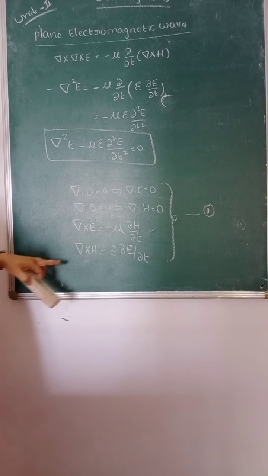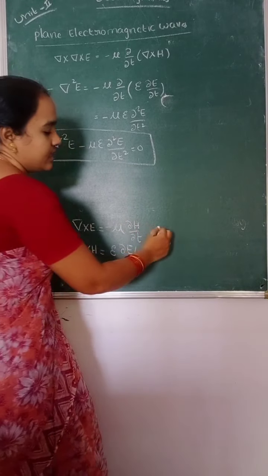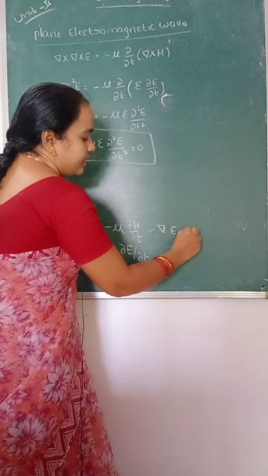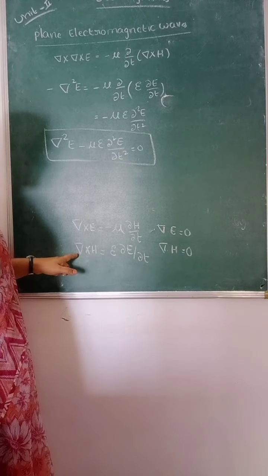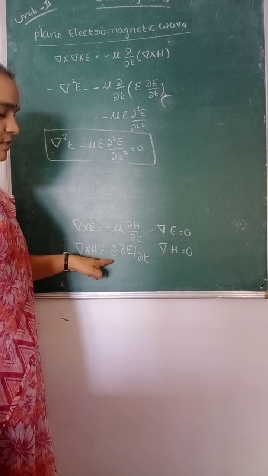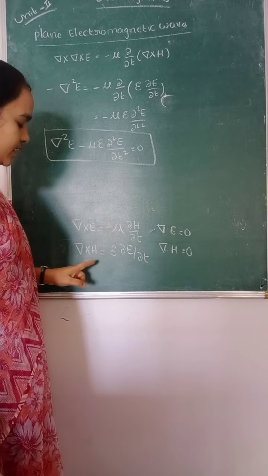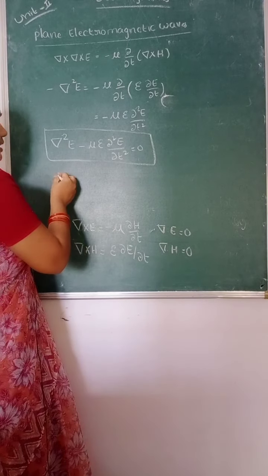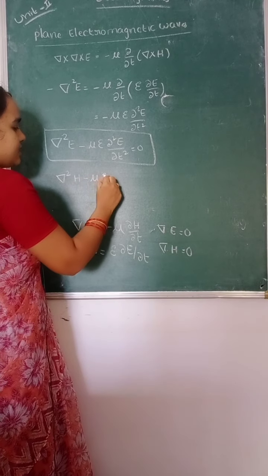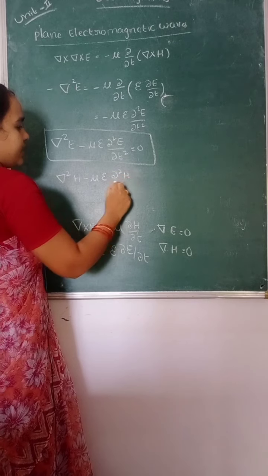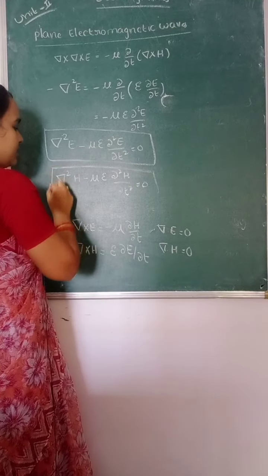Similarly, take the curl of the fourth equation. Del dot E is equal to 0 and del dot H is equal to 0. Taking the curl of the fourth equation, del cross del cross H is equal to epsilon dou by dou t of del cross E. What is del cross E? Minus mu dou H by dou t. Similarly, we get the second order differential equation in terms of H as del square H minus mu epsilon dou square H by dou t square is equal to 0.